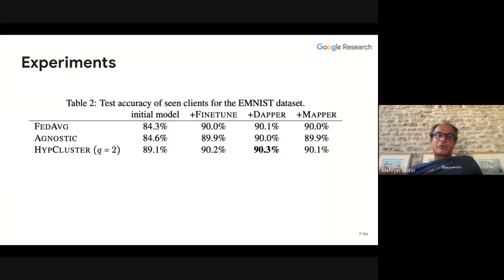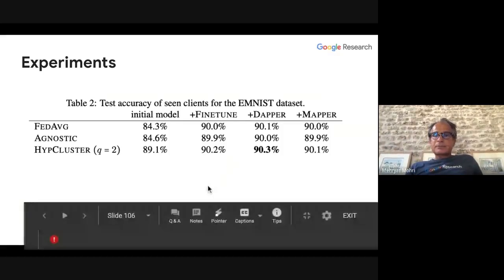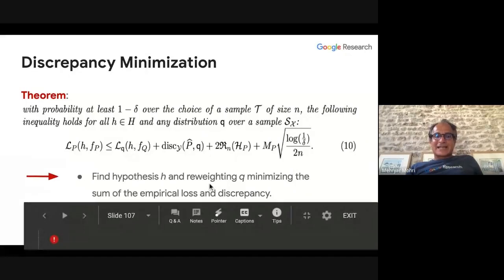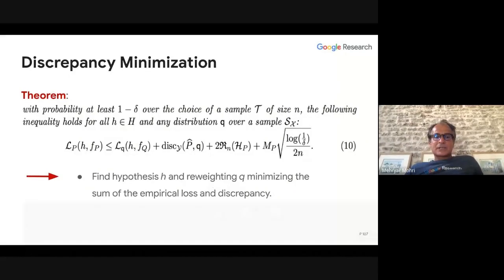Dapper and Mapper further improve the accuracy by about 1%, but the eMNIST datasets are small, and the improvement over fine-tune is not significant. However, unlike fine-tune, Dapper and Mapper, as I mentioned, benefit from theoretical guarantees. I won't have time to discuss an alternative discrepancy minimization technique, but I can do that in response to questions.